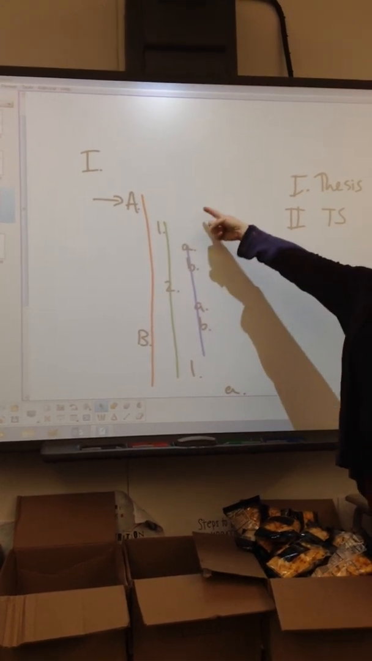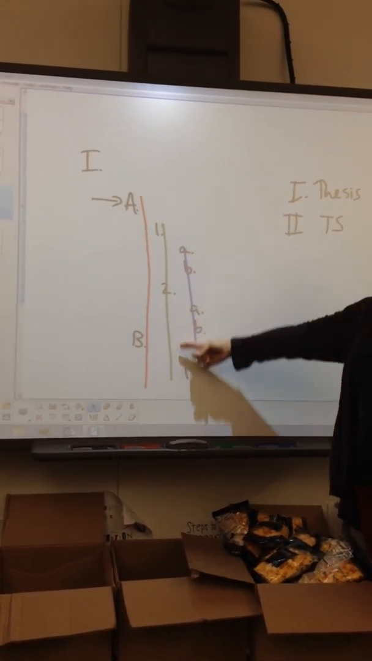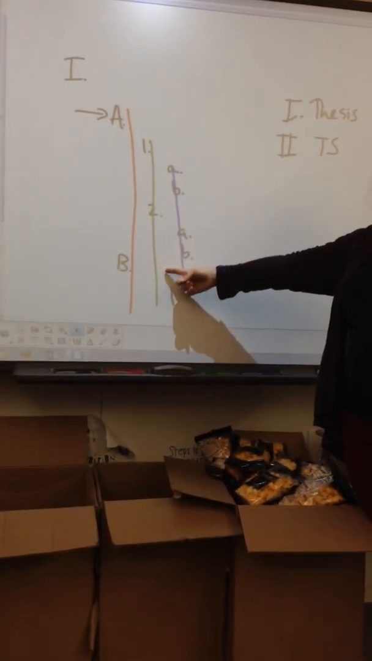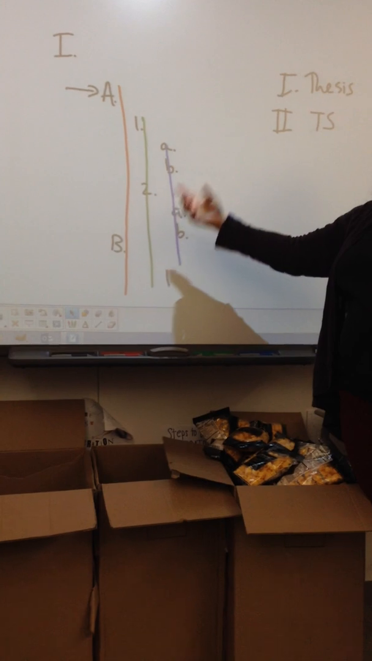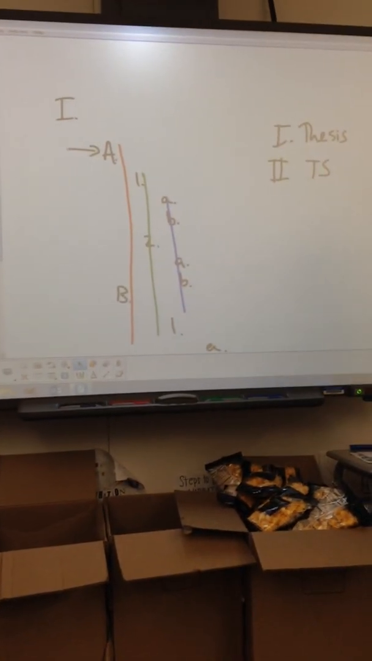So if you're putting commentary on A, what do you need to put on B? Commentary. If you're putting evidence on A, what do you need to put on B? Evidence. It needs to stay consistent throughout, right? Mm-hmm. Okay.